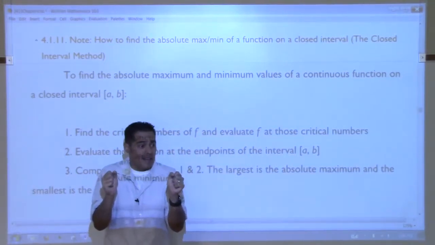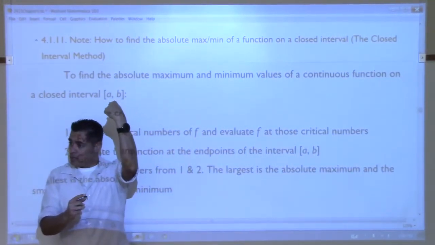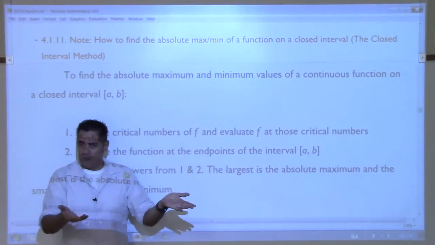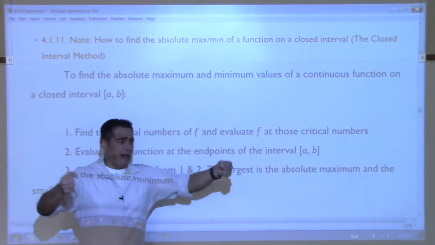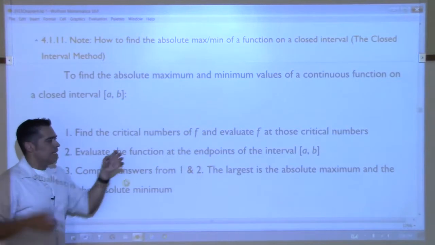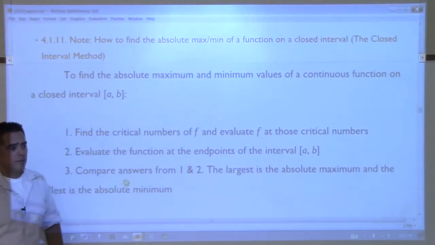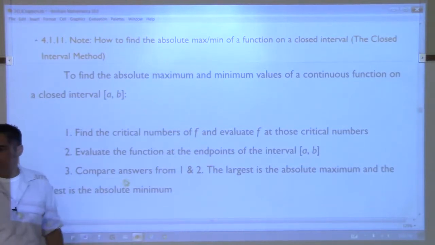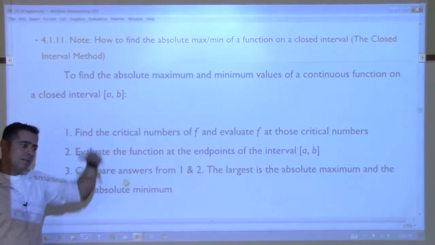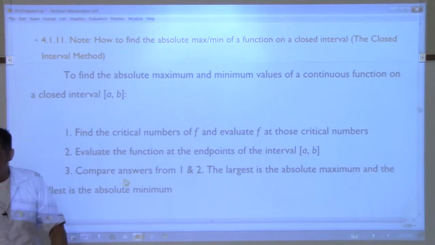We're going to take those x values and plug them into the original function and figure out what it spits out. And then we're going to take the two endpoints, that's step 2. We're going to take the two endpoints of the interval and plug those into the function. And then we're just going to compare the answers. The biggest number we get out is the max, and the smallest number we get out is the minimum.